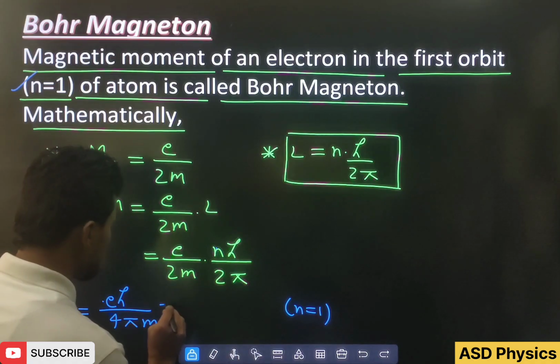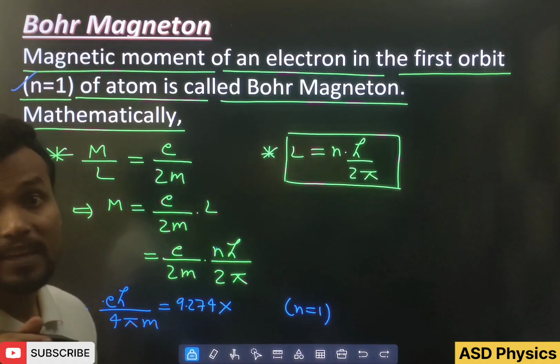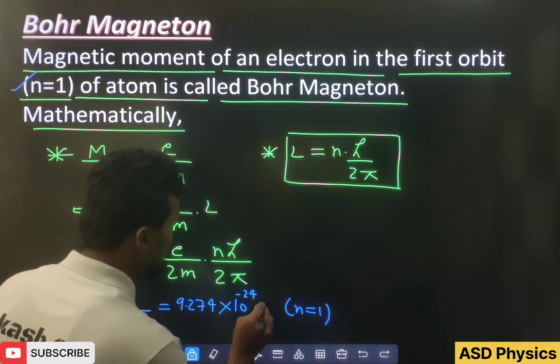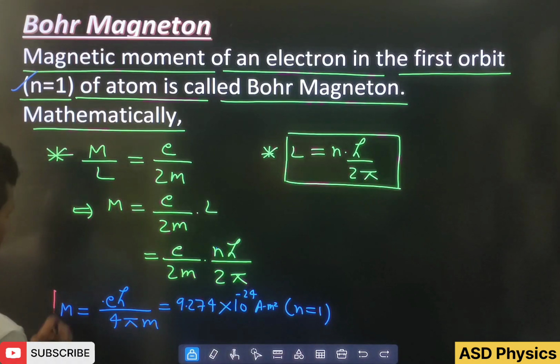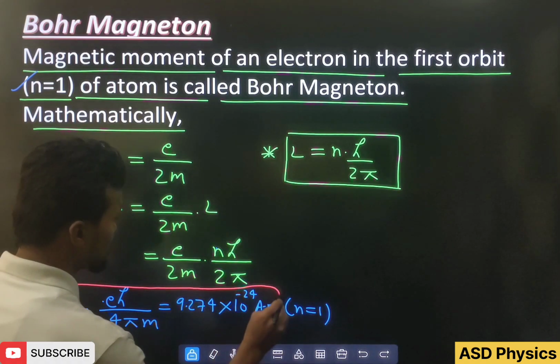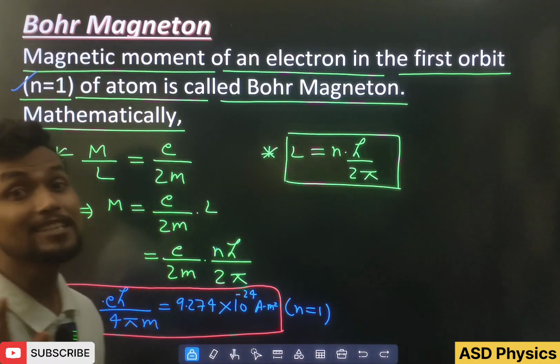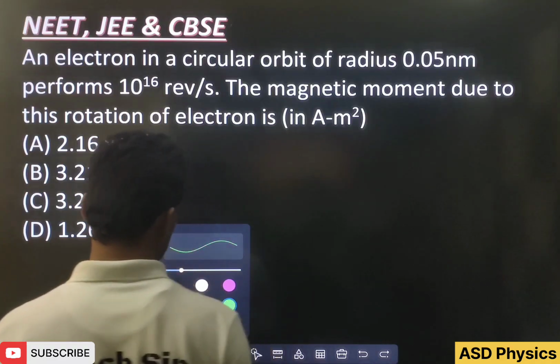So this value, remember that here, is 9.274 into 10 to the power minus 24, unit ampere meter square. This magnetic moment in the first orbit is called the Bohr magneton. Remember the value and also the formula, e h by 4 pi m. Okay, great.